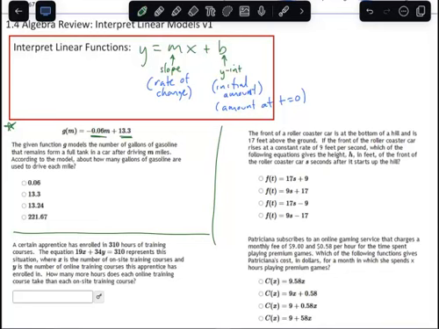Okay. This is asking you how many gallons of gas are used to drive. So we know that the 13.3 is the initial amount.